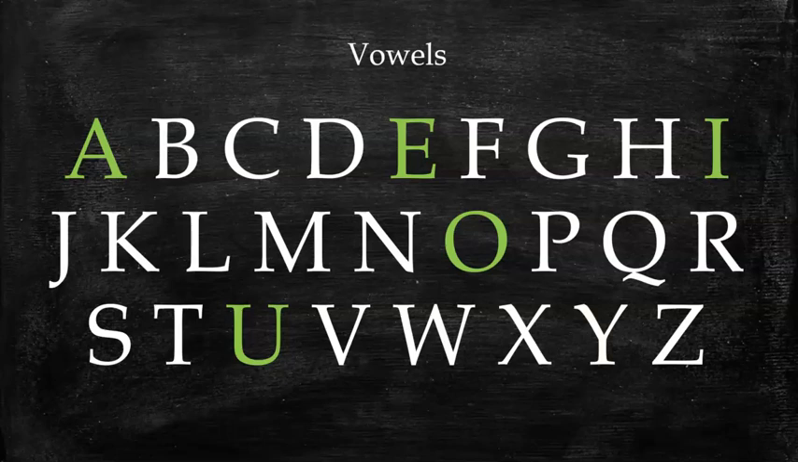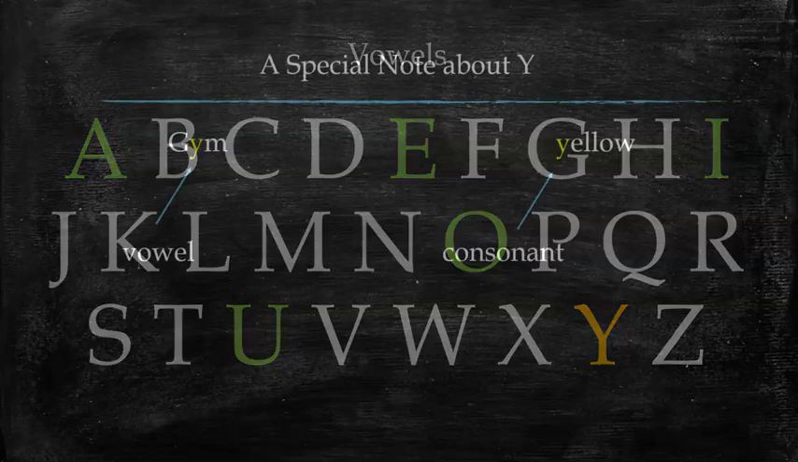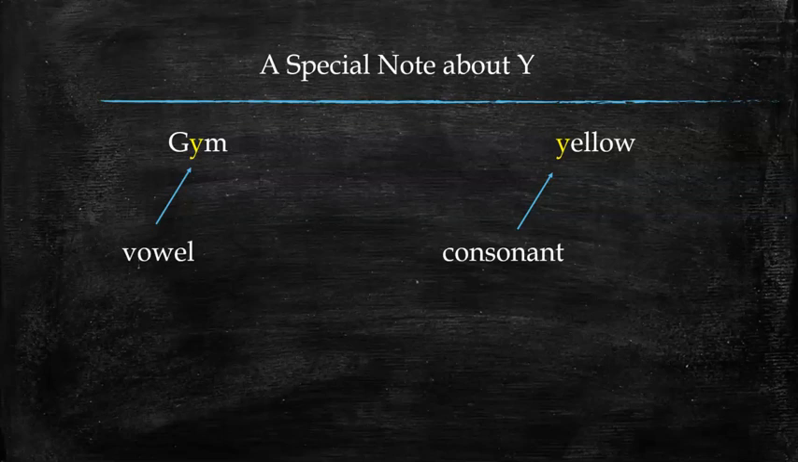So let's take a look at our special vowel, and that is Y. So that's been highlighted in yellow. Now again, Y can either be a vowel or a consonant. So let's take a look at kind of a special note about our special vowel. So on your screen, we have an example of the letter Y used as a vowel and as a consonant.